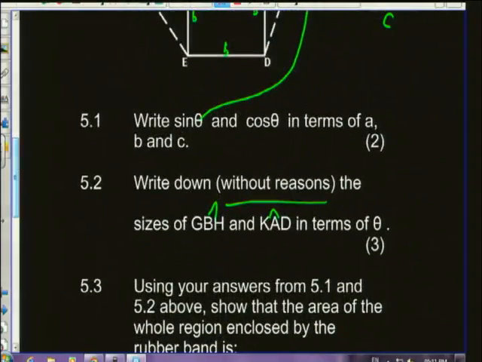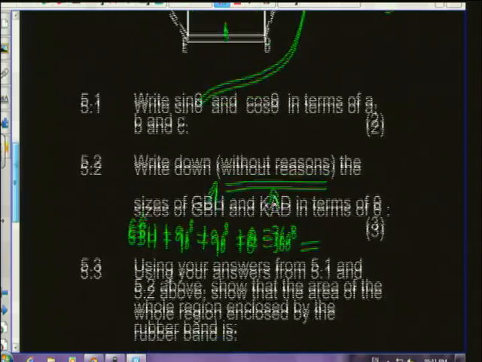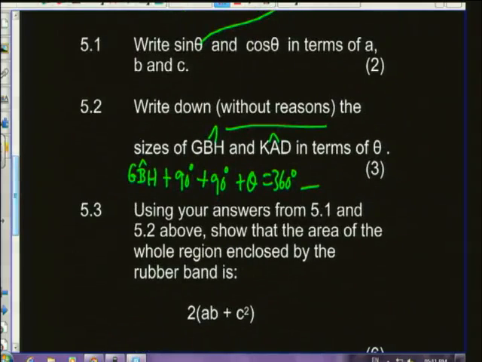So we've got GBH plus the 90 plus that other 90 plus the theta equals 360 degrees. They said we don't have to give reasons, but it's angles around a point. Therefore, GBH will be, let's simplify, 360 minus 180, which gives us 180 degrees, minus theta. So GBH is 180 degrees minus theta.